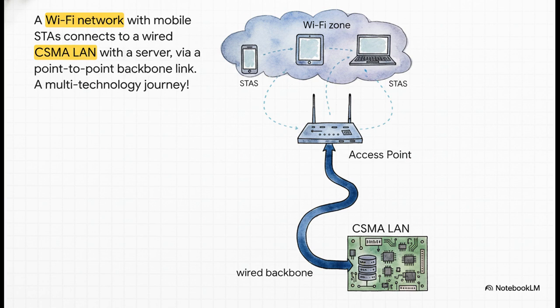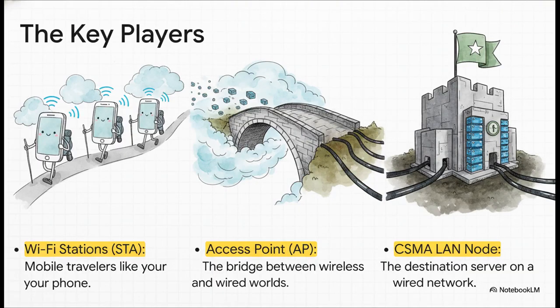And if you're curious, CSMA is just a fancy way of saying there's a protocol that helps devices on a shared cable take turns talking. It's kind of like a traffic cop for data. So this whole story really has three main characters. You've got the mobile Wi-Fi devices, our little travelers. Then there's the access point, which is the super important bridge between the wireless and wired worlds. And finally, you have the destination, a server just sitting on a traditional, fast, wired network.